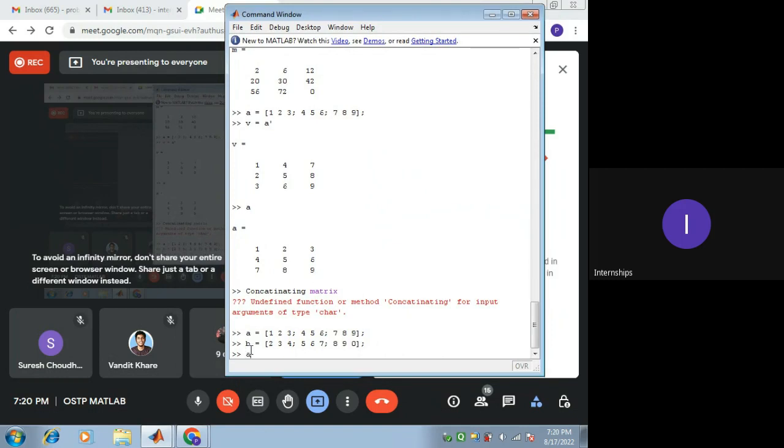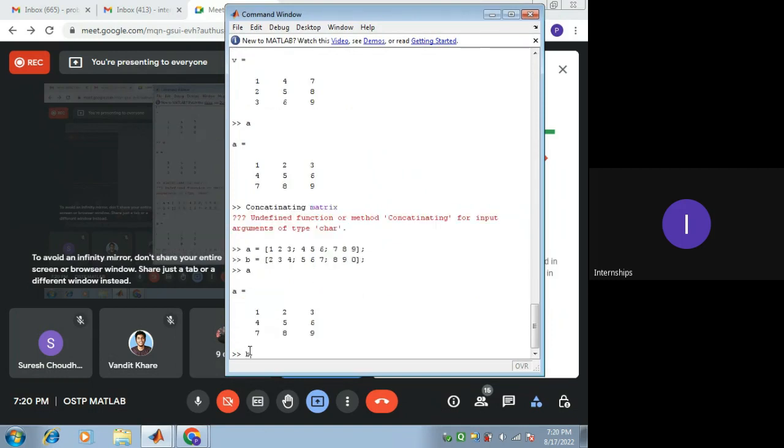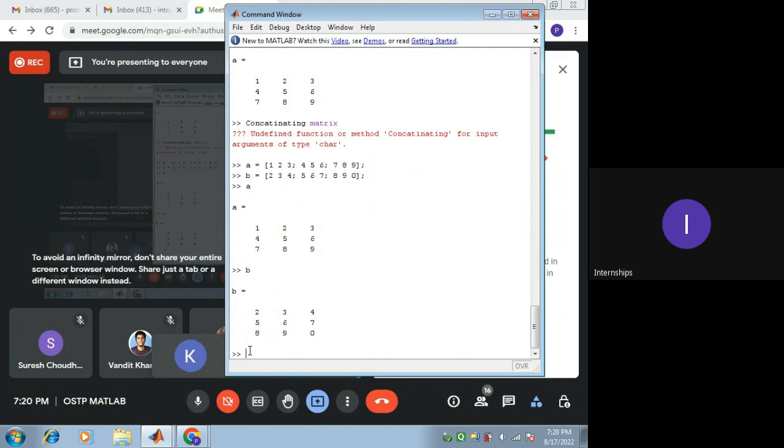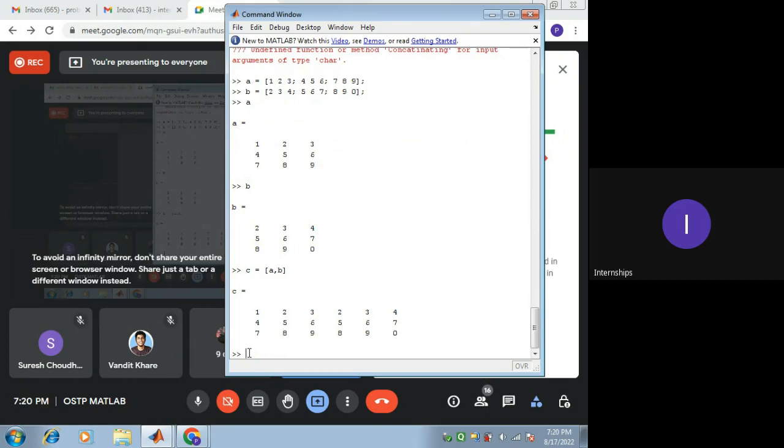This is B. That means A is equal to this one, B is equal to this one. If we write down this one, that is equal to A comma B, then these two matrices will be arranged side by side to form a compact matrix. That means it was 3 cross 3, it will become 3 cross 6 matrix.